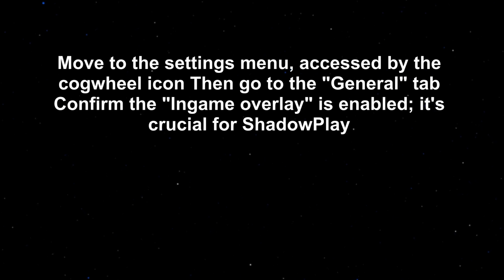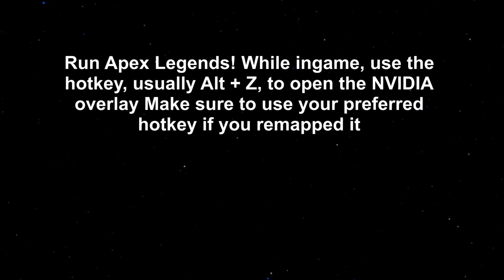Move to the Settings menu, accessed by the cogwheel icon, then go to the General tab. Confirm the in-game overlay is enabled. It's crucial for ShadowPlay. Run Apex Legends. While in-game, use the Hotkey, usually Alt+C, to open the Nvidia overlay. Make sure to use your preferred Hotkey if you remapped it.